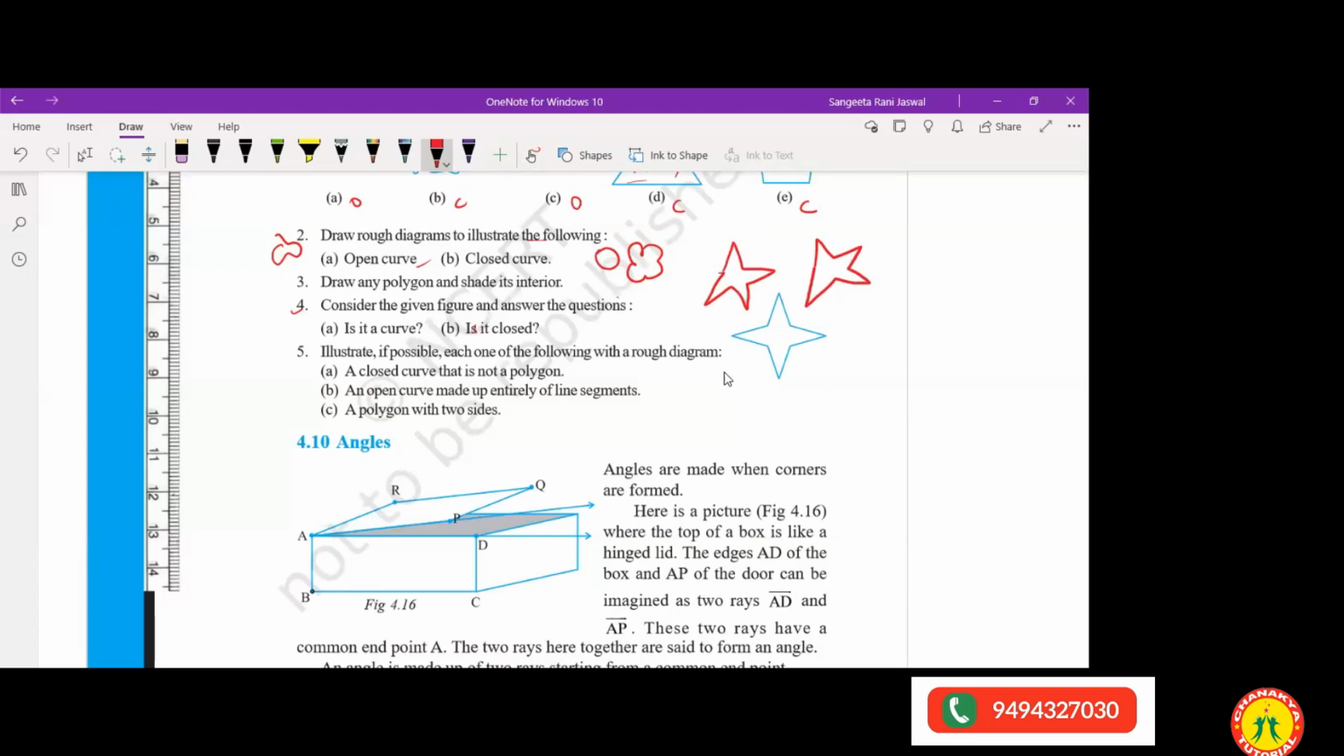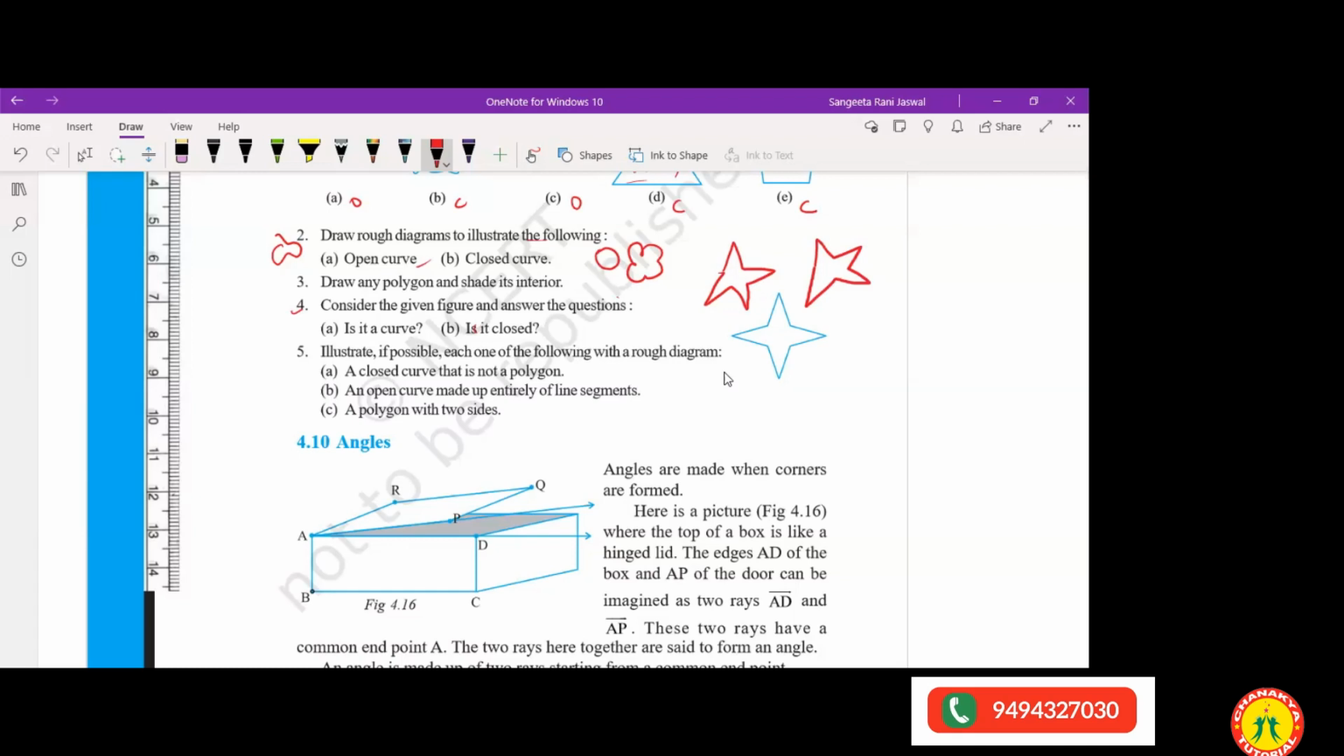Had it been made with a free hand, it would be curved. But this is looking as if it's made with line segments. So I'm not taking it as a curve. I'm taking it as a polygon. Okay. Is it closed? Yes, ma'am. Yes, it is closed from all sides.